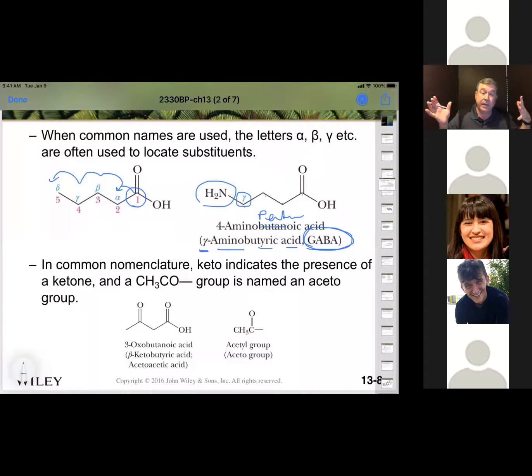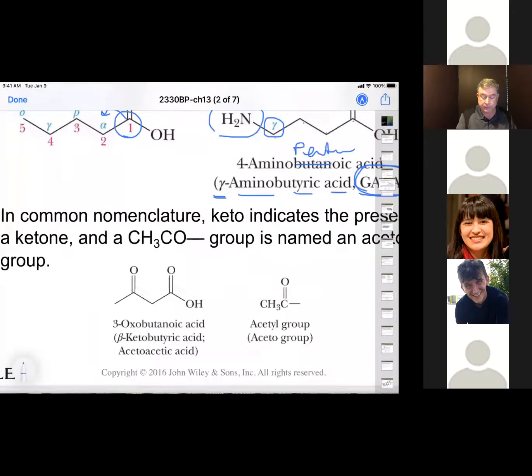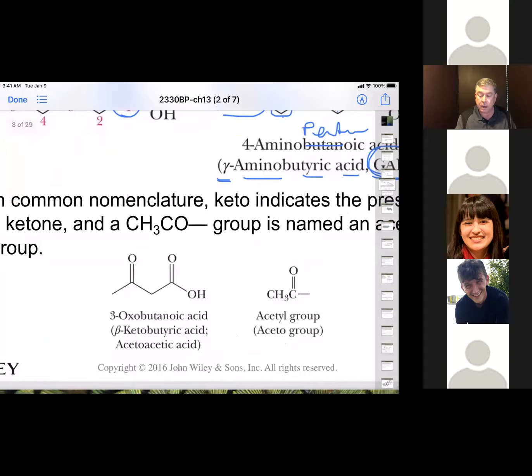If you have alpha, beta, gamma in there, you start one carbon over from your carboxylic acid. So if we had that right over here, in a common name, we would call this the keto group. And so this is the alpha carbon, this is the beta carbon. So we're going to have beta keto butyric acid. But the IUPAC name is 3-oxobutanoic acid.